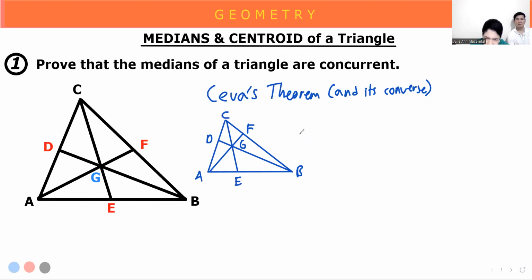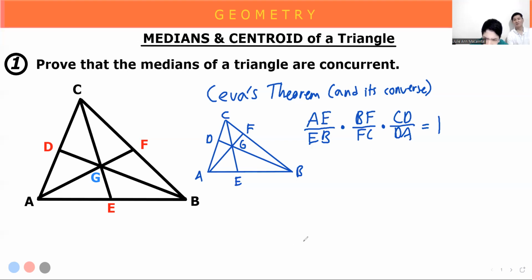So Ceva's theorem states that if all three cevians of a triangle are concurrent, then this equation holds: AE over EB times BF over FC times CD over DA is equal to 1. And its converse states that if this equation is true, then all three cevians of that triangle are concurrent.